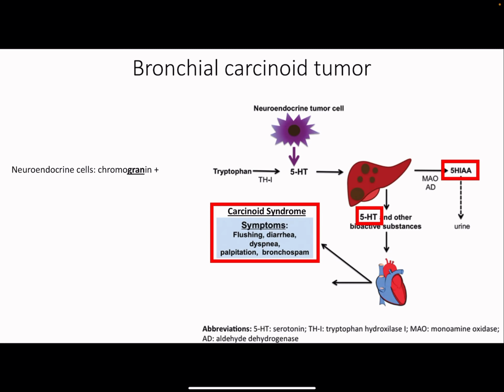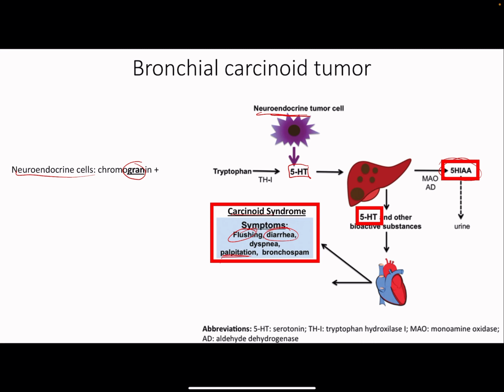Bronchocarcinoid tumor, a non-small cell type of cancer, but it's not a super common one. Also neuroendocrine cells, so they have chromogranin. So tryptophan can be converted to serotonin by these particular neuroendocrine cells. This can be found in the urine as 5-HIAA, so that can help diagnose it. And too much serotonin in the body can induce carcinoid syndrome, which is, we'll see flushing and diarrhea and palpitations as major symptoms.